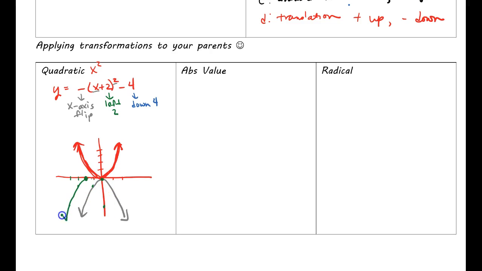Okay, so I'm trying my hardest to keep the same size. I don't want to stretch it any or shrink it any. So maybe use those points of over 1 down 1, over 2 down 4, and that'll help.